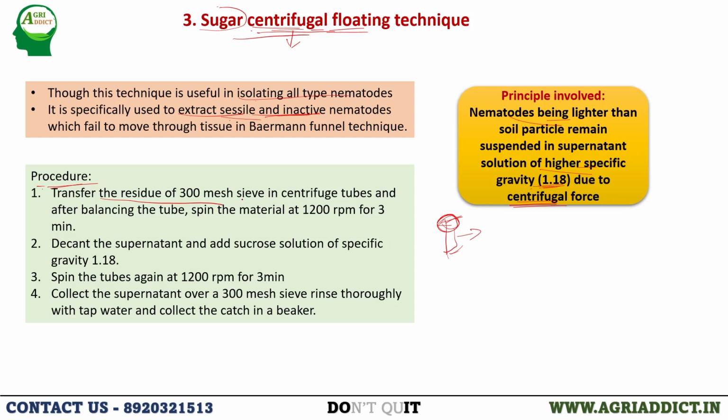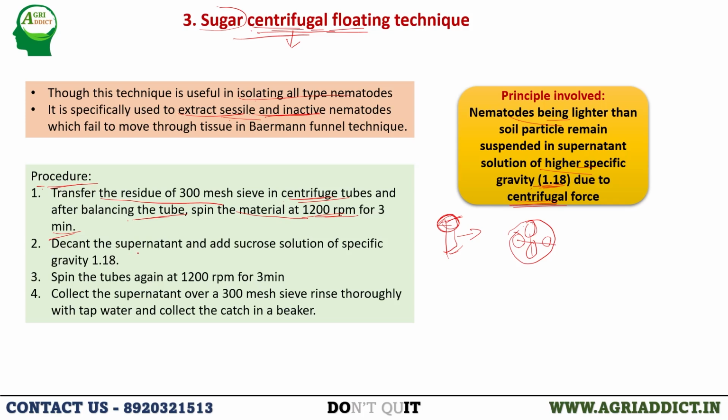That residue has to be transferred into the centrifuge tubes, and after blanching the tube, spin the material at 1200 rpm for 3 minutes. In the centrifugation apparatus, the centrifuge tubes will be kept opposite to each other and balanced, and the condition used for spinning is around 1200 rpm for 3 minutes.